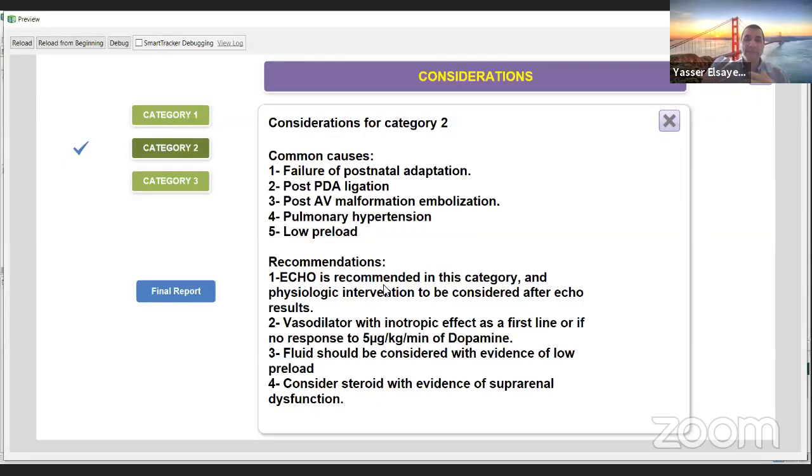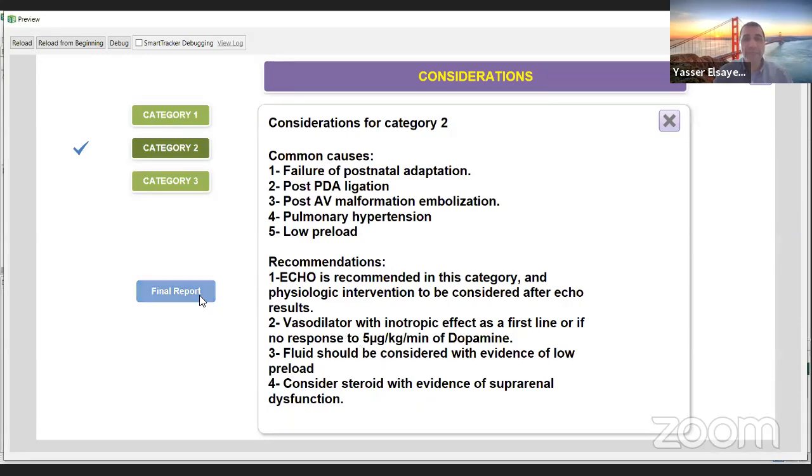If you have someone who did the echo and is just looking at the echo from his office without putting everything together, then he will miss the physiology, and they may consider a medication or intervention which might not be helpful or might be harmful. In this case, we consider fluid because of the low end diastolic volume, and also we consider dobutamine or vasodilator and inotropes.